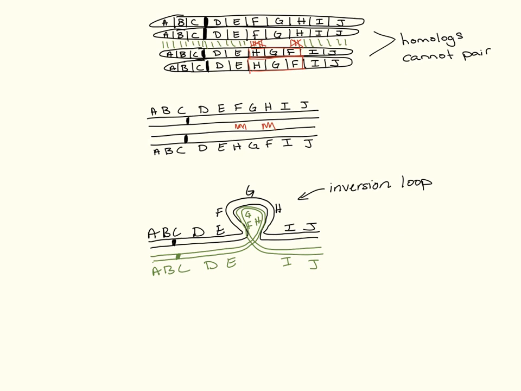And if the pairing goes like this and there are no crossing over events within that inversion loop, then meiosis can proceed as normal, and you're going to end up with your 4 gametes. If you remember, each of these chromatids will separate into a gamete, and what you'll end up with are two gametes that have the normal chromosomes. They came from the top homologue.